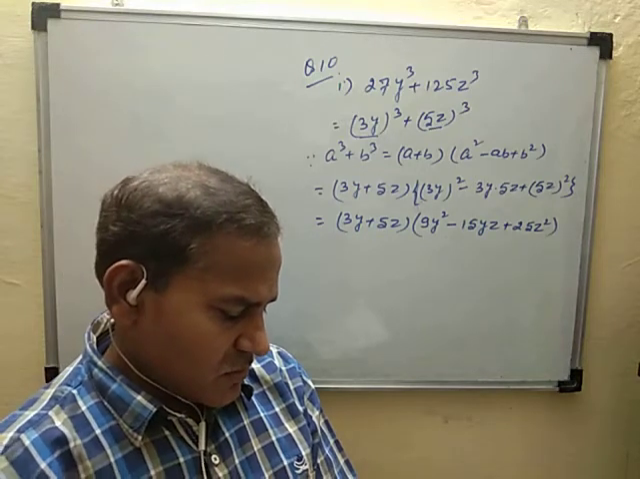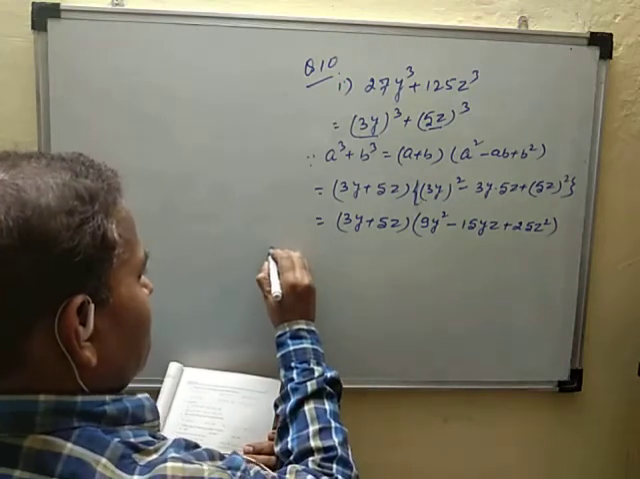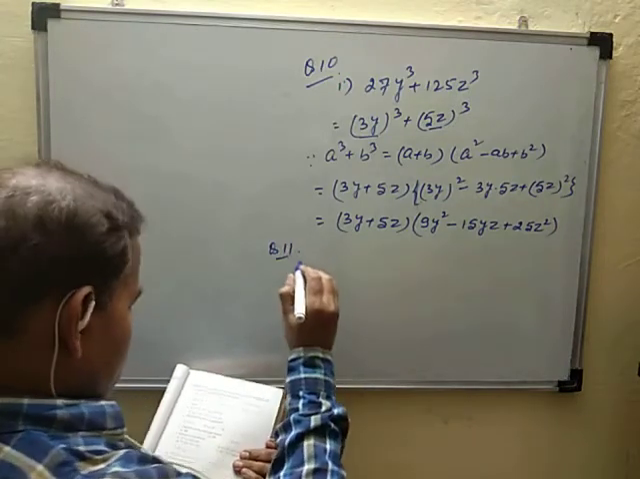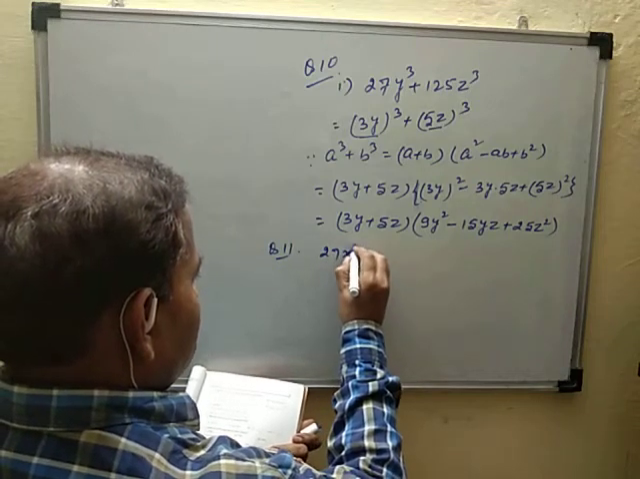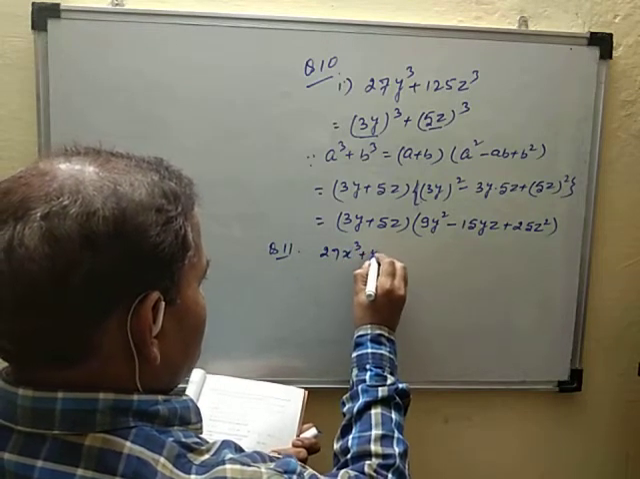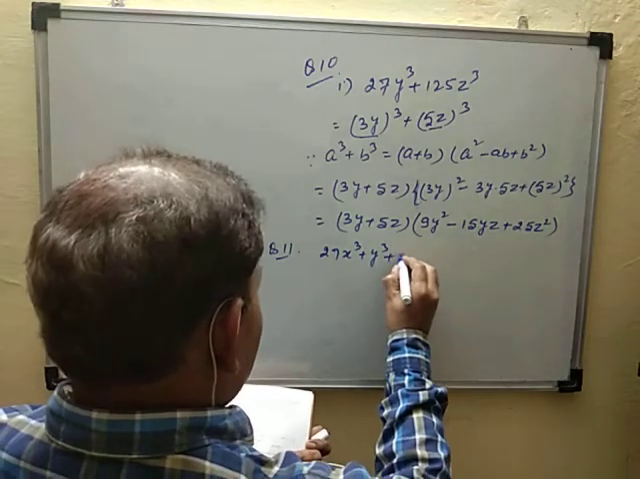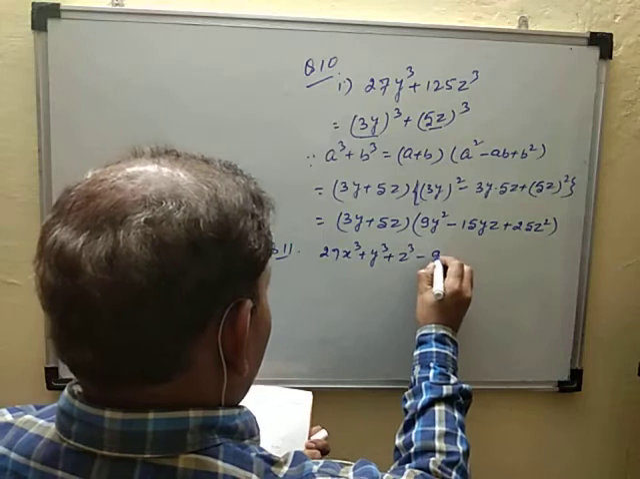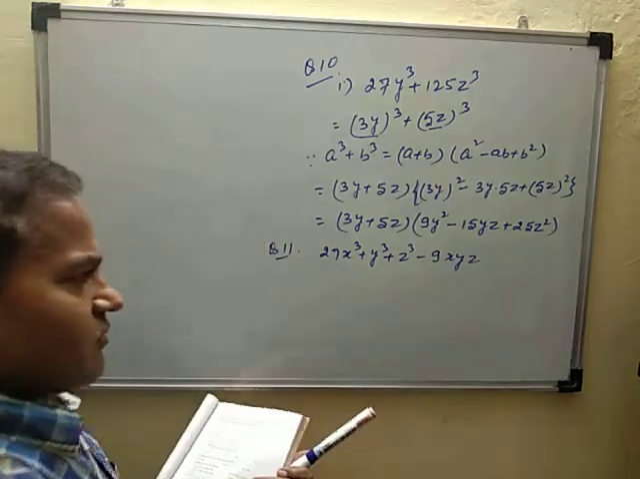Then question number 11. Now question number 11 is: factorize 27x cube plus y cube plus z cube minus 9xyz. Factorize it.